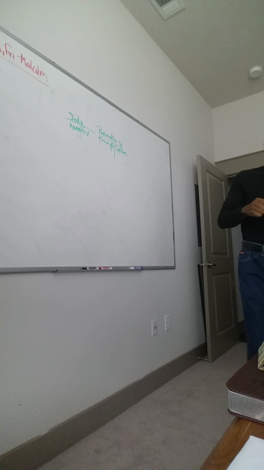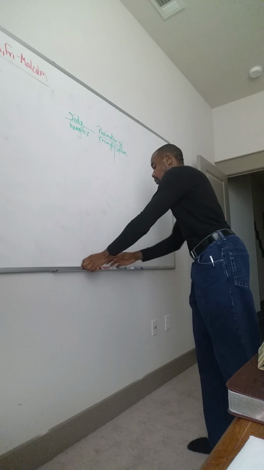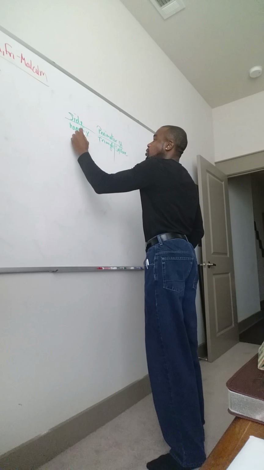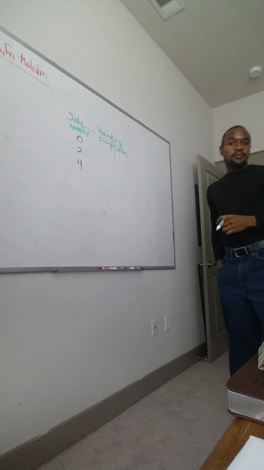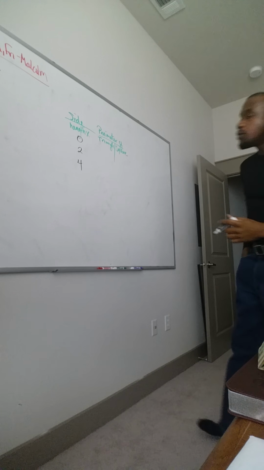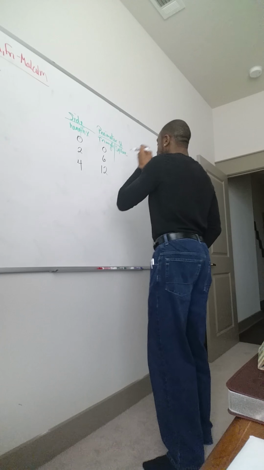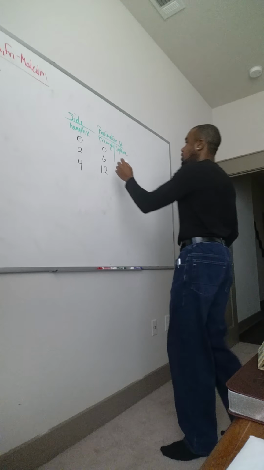Now I'm going to draw the values for you, okay? So, 0, 2, and 4. The values underneath the triangle are going to be 0, 6, and 12. And then the values in the square are going to be 0, 8, and 16.